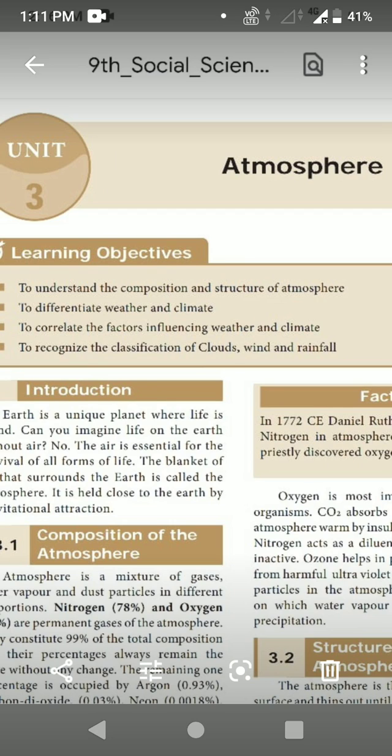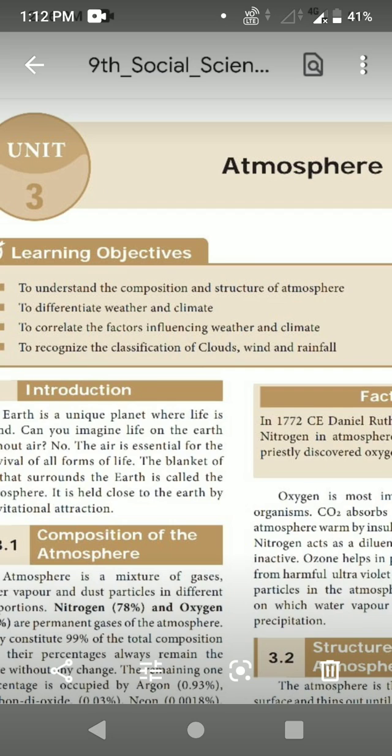Okay. So, which is the most important gas present in the atmosphere? Nitrogen and oxygen. We all know without oxygen we can't live in the world, isn't it? All the living organisms need oxygen. We are taking in oxygen and leaving carbon dioxide. See, carbon dioxide, CO2, absorbs heat and keeps the atmosphere warm by insulation and radiation. Oxygen is the most important for living organisms. At the same time, carbon dioxide absorbs heat and keeps the atmosphere warm. How does it keep the atmosphere warm? By insulation and radiation. Okay, students.